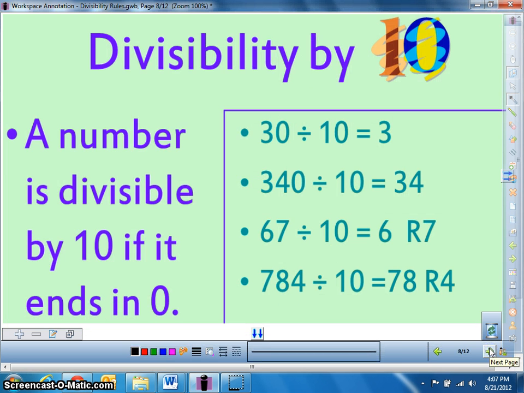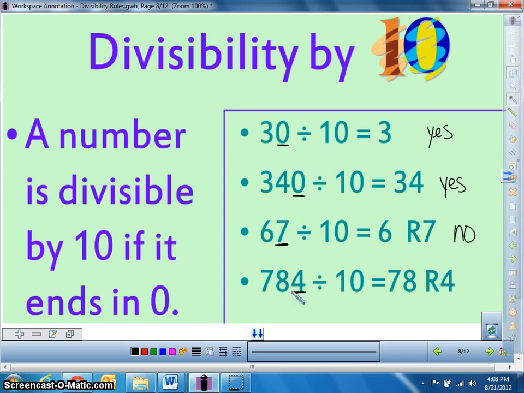Let's go on to 10. A lot of you know this one as well. It's very similar to the last one. We know that a number is divisible by 10 if it ends in a 0. So again, we're just looking at that last digit, and if it's a 0, the answer is a yes. So let's look here. We've got 30. 30 ends in a 0, so this one is a yes. It is divisible by 10. We have 340. The last digit's a 0, so again, we know that we're going to be able to divide it by 10. 67, ooh, that 7 is not a 0. This one is not divisible by 10. We got a remainder. And same with this last one.